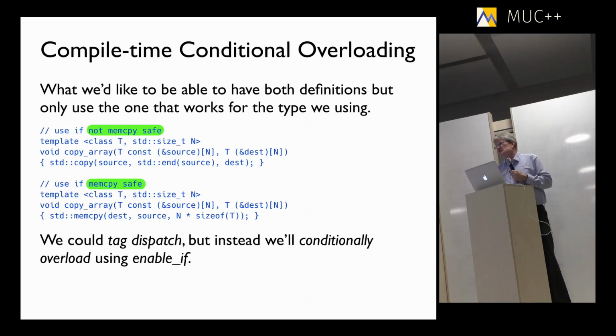And we could use tag dispatching here. We could make up a tag that would be one thing in one case, and we could do that. But we're going to use something different. We're going to use enable if. We're going to do this conditional overload and use enable if.